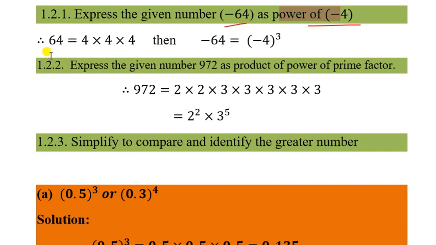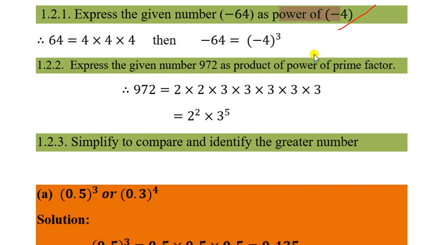I know you can factorize 64 as 2 into 2 into 2 into 2 in the form of 2. But the question is given: you have to write it as a power of minus 4. That means you have to factorize all the given numbers with 4 only. Remember this, with 4. Because in the question it is mentioned that you have to express the given number as a power of minus 4. That's why you have to factorize all the given numbers with 4 only.